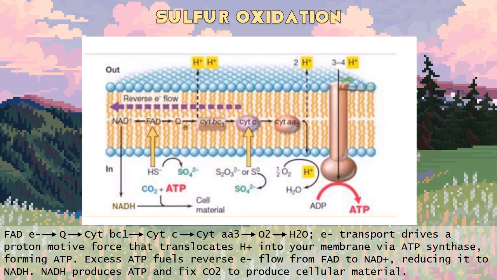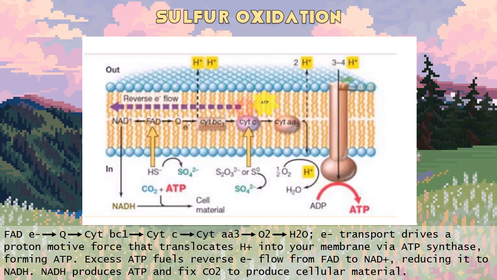Other reduced sulfur compounds, such as elemental sulfur and thiosulfate, can also donate their electrons in cytochrome c and still follow the same process. During the electron transport, hydrogen ions are pumped outside you, which results in the formation of proton gradient and will then drive a proton motive force that will translocate the protons via ATP synthase complex and will lead to the formation of ATP.